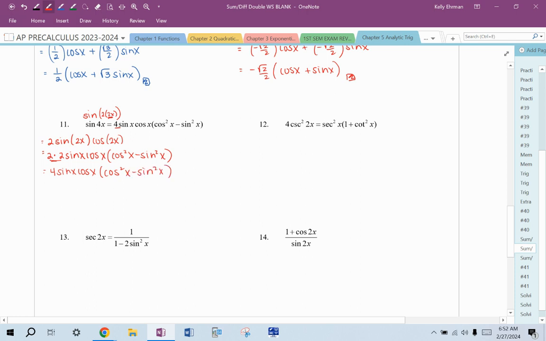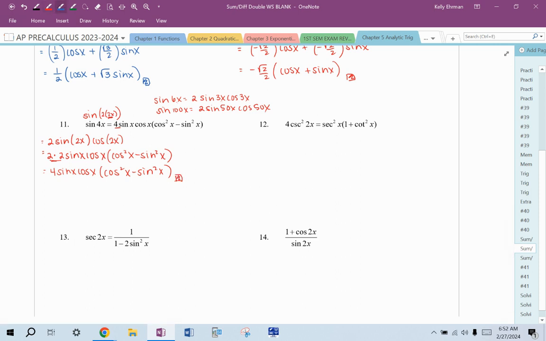So if you have sine of 4x, it would be 2 sine 2x cosine 2x. If you had sine of 6x, that would equal 2 sine of 3x cosine of 3x. If you had sine of 100x, it's still 2 out front, sine of 50x cosine of 50x. All right, so you split the angle in half. That's the double angle formula.